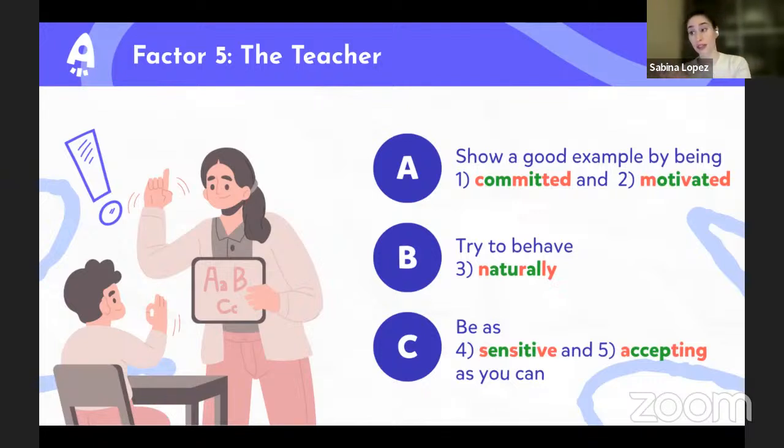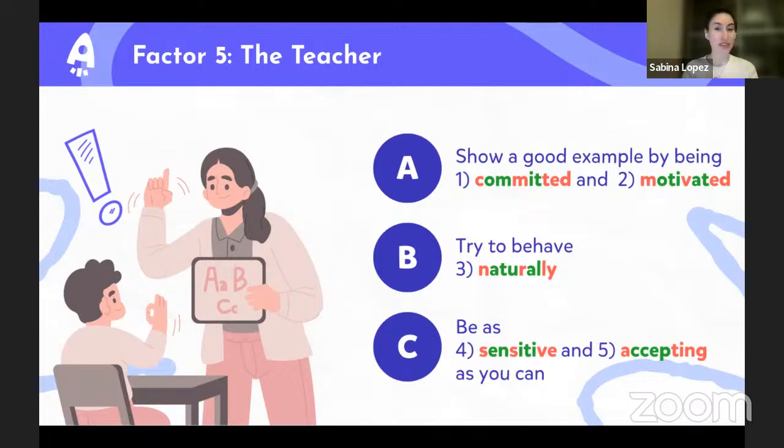On the other hand, your student might not be at their best today. It is important that in such situations, you're accepting and understanding. Behaving naturally, being sensitive and accepting goes both ways and should be true both for you and your student, right?